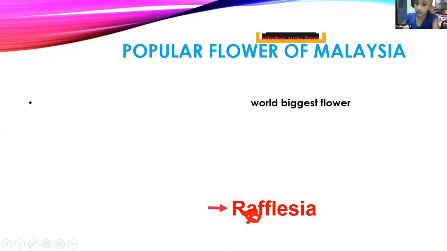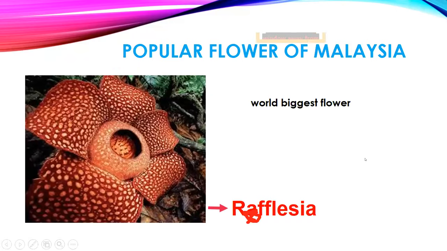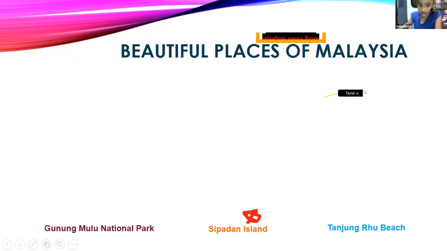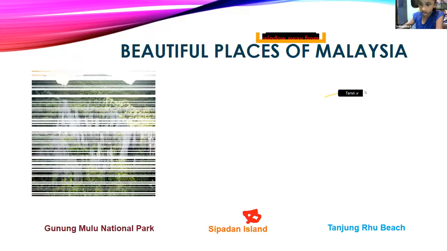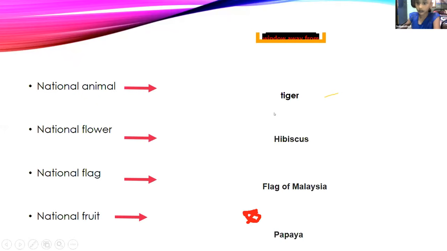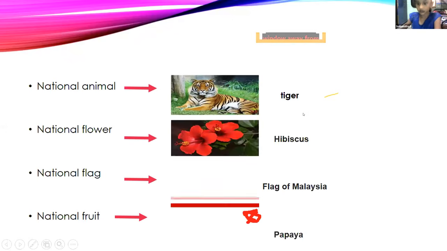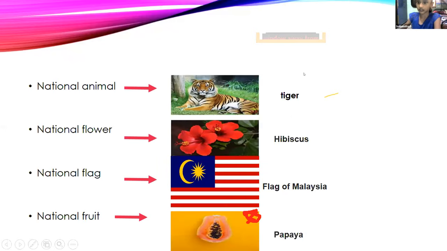And the popular flower in Malaysia, it's also called the world's biggest flower, and the name of the flower is Rafflesia. In the beautiful places of Malaysia, and the national animal of Malaysia is the tiger. National flower is hibiscus. National flag of Malaysia and national fruit of Malaysia.